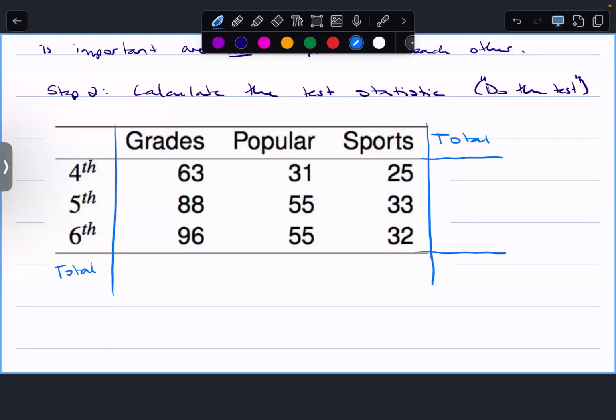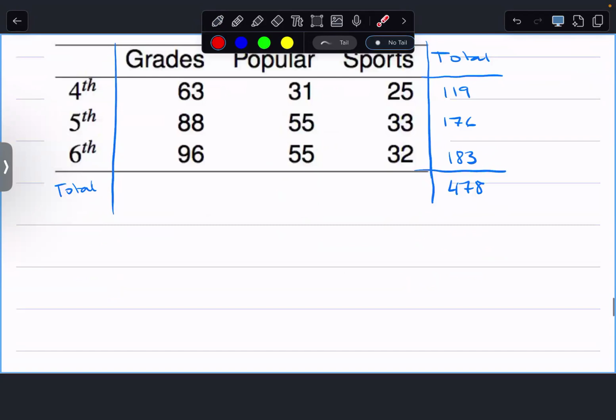63 plus 31 plus 25 means 119. In fourth grade, 88 plus 55 plus 33, 176. In fifth grade, 96 plus 55 plus 32 is 183. Adding those all up, 183 plus 176 plus 119, I get 478 students in total. Hopefully these column totals also add to 478, but let's check. 63 plus 88 plus 96. And this part is just tedious, not hard. 31 plus 55 plus 55, 141. Whoops, 25 plus 33 plus 32, 90. Just double check, 90 plus 141 plus 247: 478, what a relief. They have to add to the same thing.